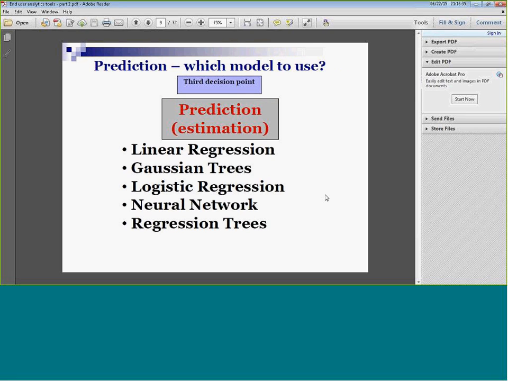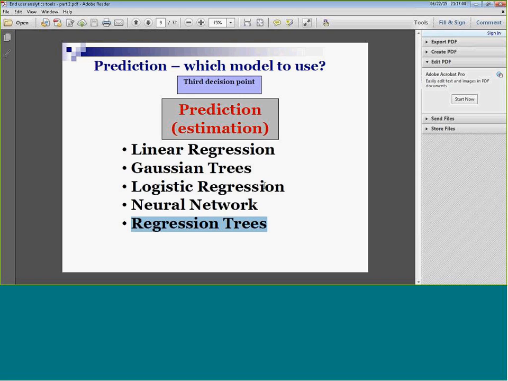Now, when you're doing prediction, which means you have a continuous target variable, a number that's continuous, 2.1, 2.6, 2.8, 4.6, whatever the scale is, you still use a lot of different kinds of models. The main ones here, however, are linear regression, which is the equivalent of logistic regression, but something that we use for continuous variables, and very well known, very popular technique. We can also use neural networks and regression trees.